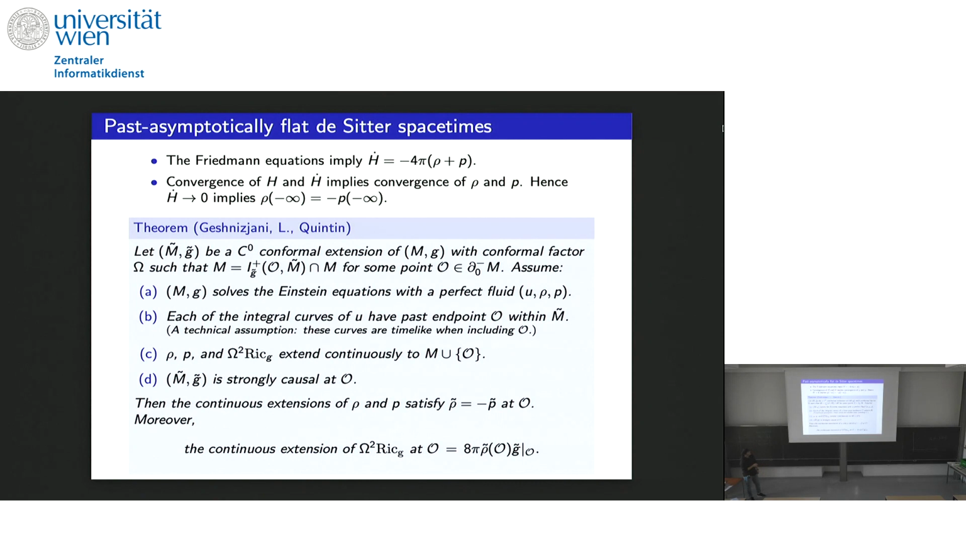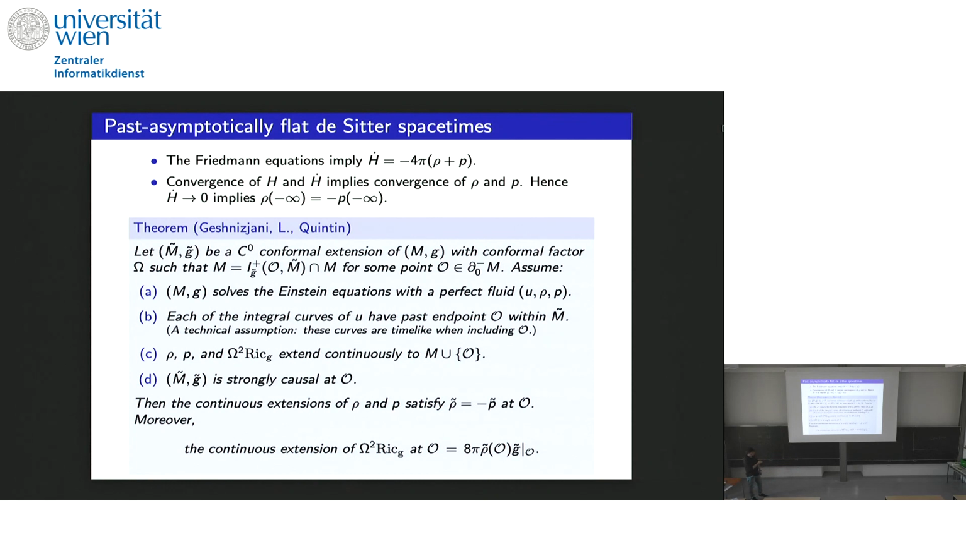Again, the Friedmann equations imply that the Hubble parameter is equal to minus 4 pi. So for this k equals 0, the Friedmann equations can be written like this. Now, if h approaches a constant, then it's natural to assume that the derivative of h goes to 0. So if the derivative of h goes to 0, then once again, you're seeing that rho is equal to minus p, right? So convergence of h and h dot is going to imply convergence of rho and p. This isn't too hard to see, it follows from the Friedmann equations. Hence, if h dot goes to 0, you're going to find that rho of minus infinity is equal to minus p of minus infinity. So again, this equation of state mimicking a cosmological constant is showing up.